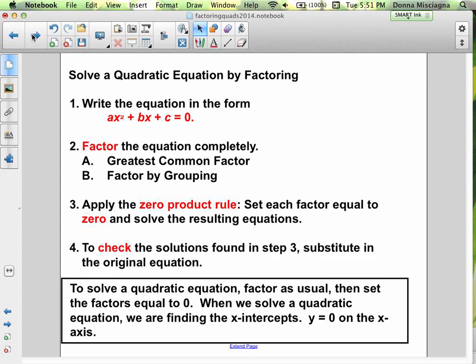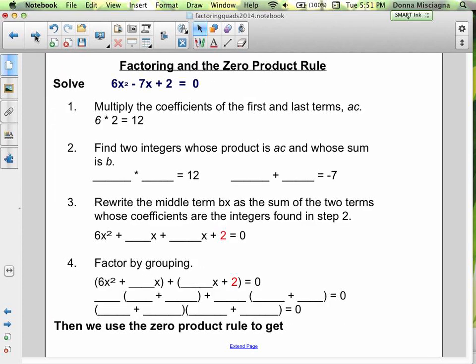All right, let's continue. Let's do a problem together. We have 6x squared minus 7x plus 2 equals 0. And this one is in your notes. So we are going to go through the steps several times, and the first one is in your notes.